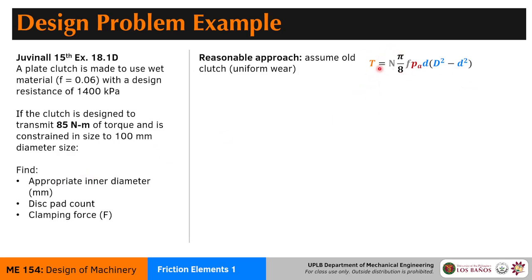How many unknowns do we have? Or rather, how many knowns do we have? We know the torque. We know the friction factor. We have an actuating pressure here, and we have a bigger diameter, if we assume that we fit the plate clutch exactly to the limit, so we use 100 mm in this case. So here we actually have two unknowns. We don't know the number of clutches, and we don't know the inner diameter. So the problem here is, okay, which one do we guess? Do we guess the number of plates, or do we guess the inner diameter?